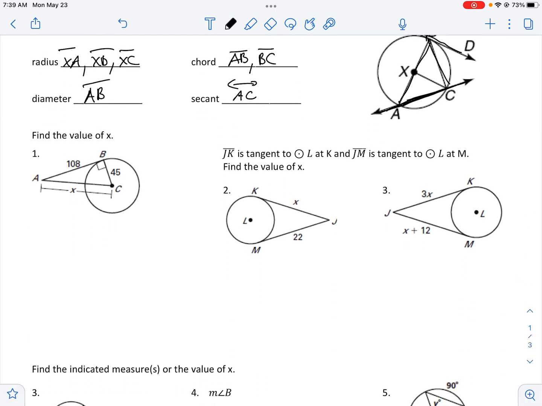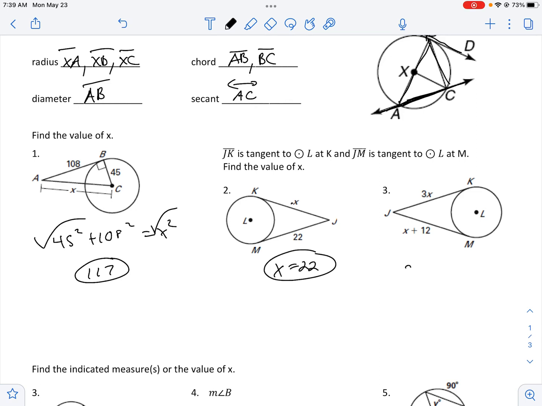Okay, what shape do we have here? That's right, we have a right triangle. Take the square root of that, you know from the last video, 117. These are equal, so we just make them equal, and we solve.